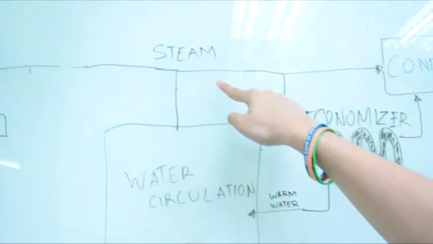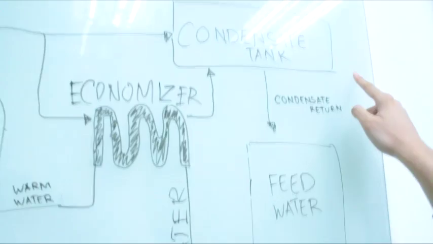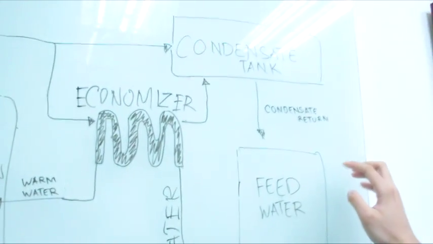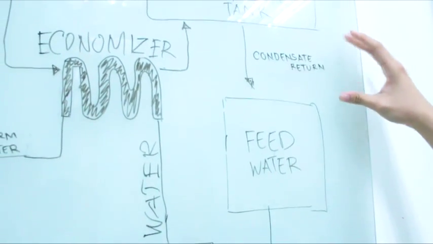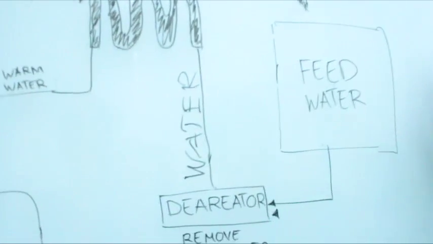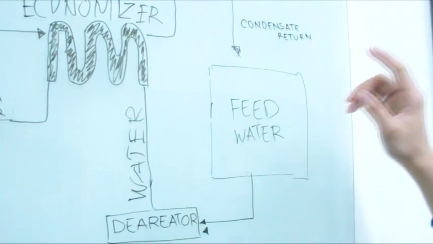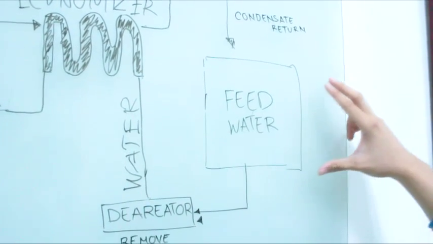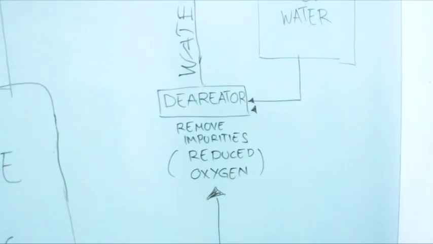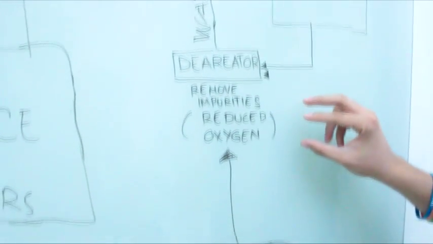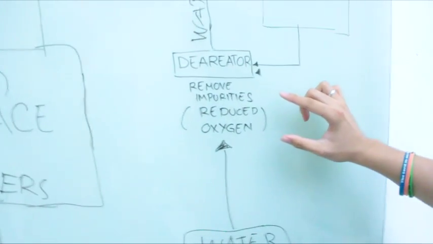The excess steam will go to the condensate tank to recycle the steam and convert it to liquid again, which we call condensate return. The steam is converted to liquid by lowering the temperature, and the condensate will be produced and directed to the feed water. Then the water will proceed to the deaerator, which will remove impurities like oxygen, because it can cause corrosion to the pipes of the boiler.